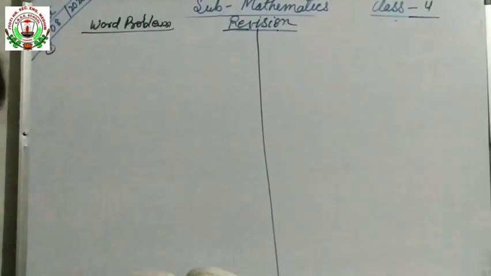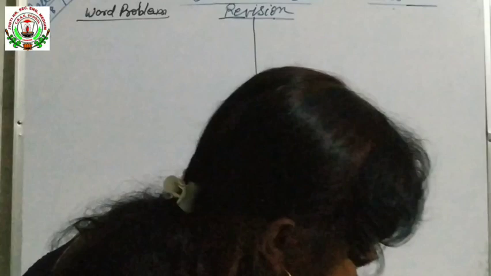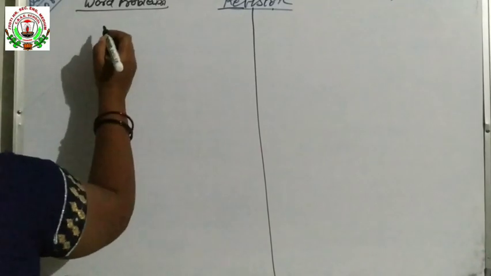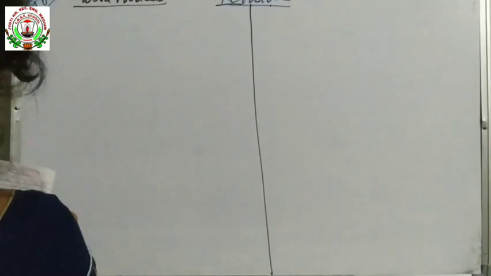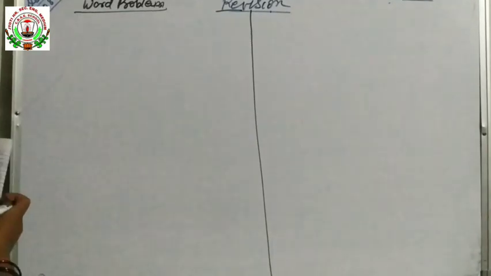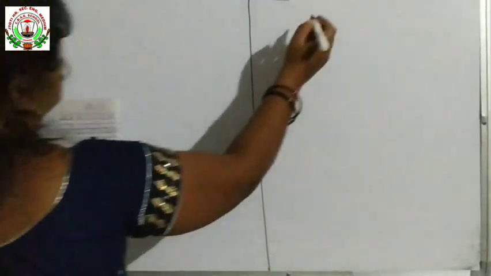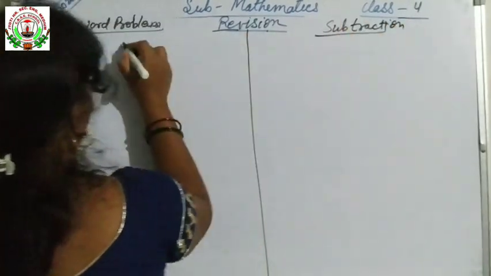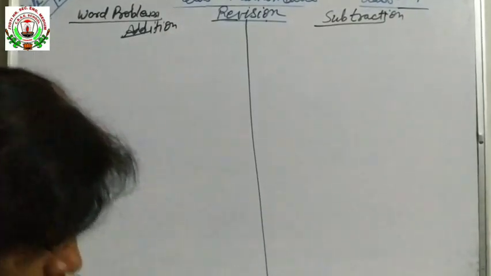Okay. Now here in the question it is given that the population of a town is 75,492. If 40,548 are male members, then find the female members. It is subtraction. Okay. What problem of subtraction we will do here? And here addition. First we will see addition. First we will see the word problem of addition.